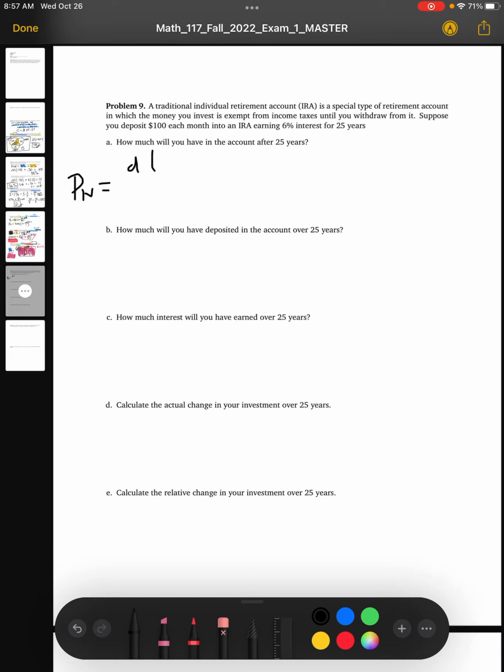PN is equal to D times 1 plus R over K to the NK, subtract 1, all divided by R over K. This one I am going to work out for you guys because this one seemed to cause some trouble. So I want to make sure you guys see how this is going to go. So let's go through and plug in what we have. My deposit is $100 each month.